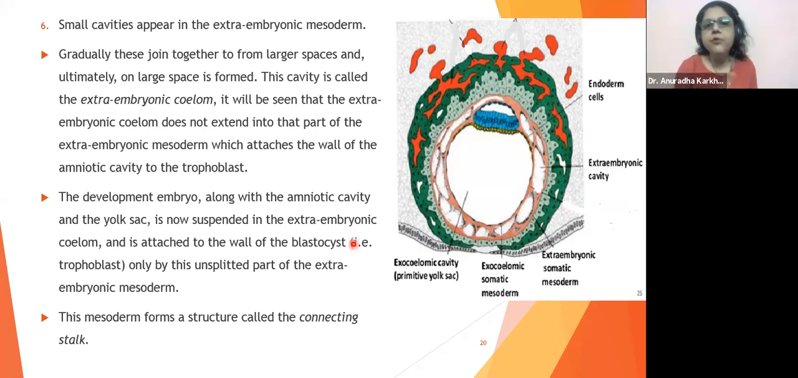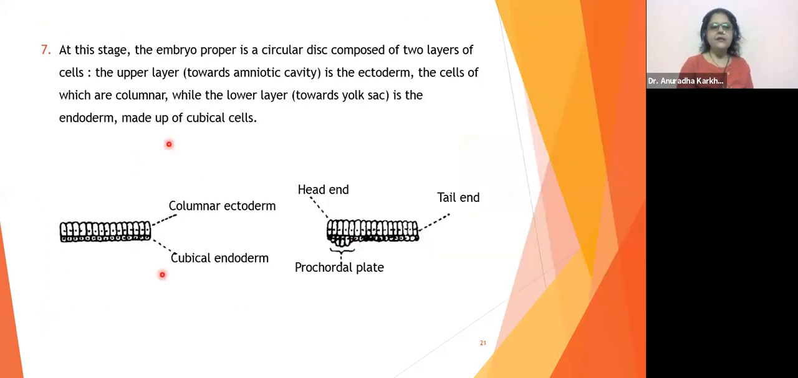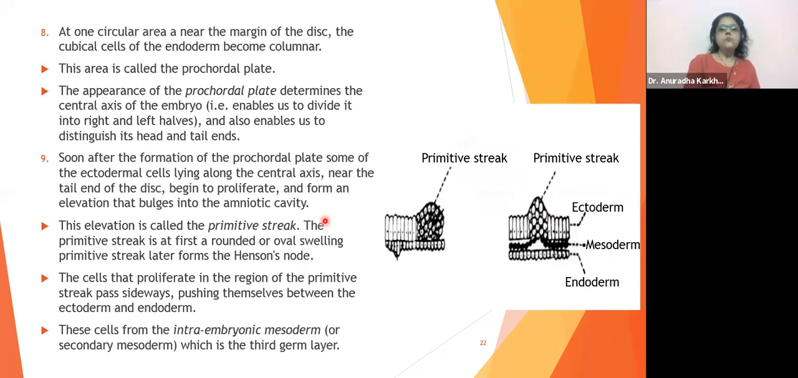So from where will the embryo formation initiate? It initiates from the endodermal cells, correct? Which will make the prochordal plate. Understood? Then it is going to extend in a particular fashion. This prochordal plate will decide where the head has to be formed, and the other end, opposite to the head region, will be the tail region, right? So the area is called the prochordal plate. The appearance of the prochordal plate determines the central axis of the embryo.